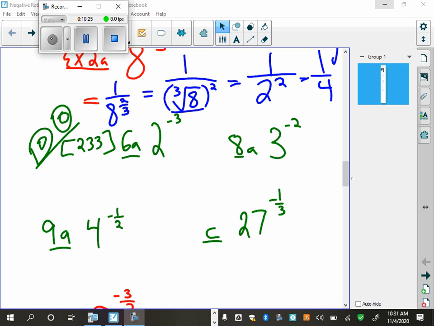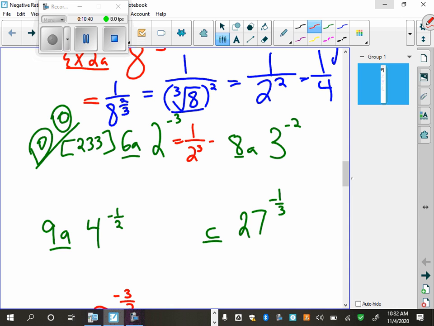Okay, 6A. Okay, these are the ones that we've already done. They're not new from today. They're review of 2 days ago. So 2 to the negative 3 equals 1 over 2 to the positive 3, which is 1 over 8. Sorry about it not looking so good. And this is similarly 1 over 3 to the positive 2, which is 1 over 9.